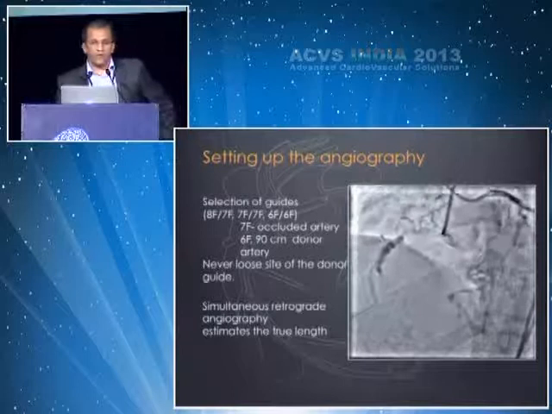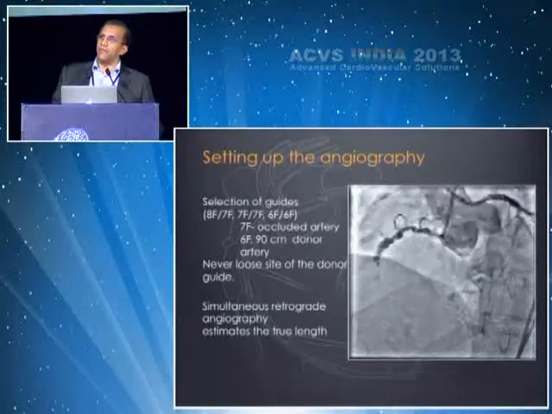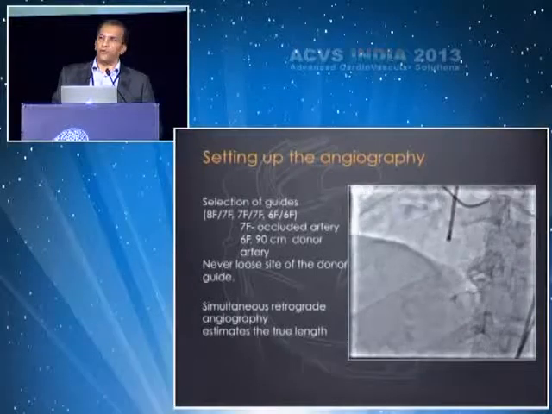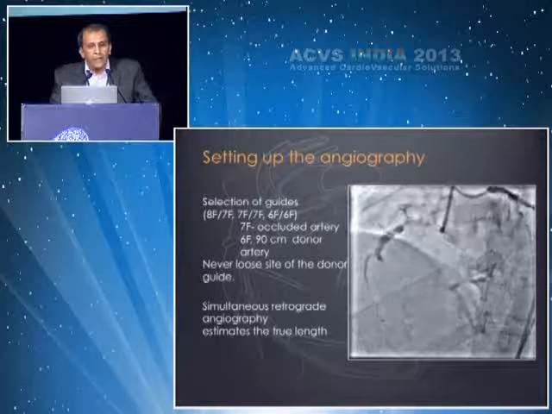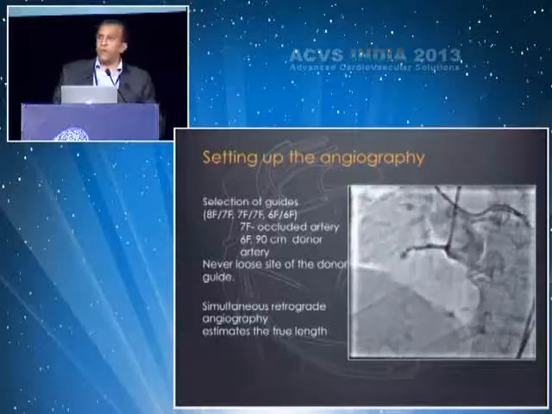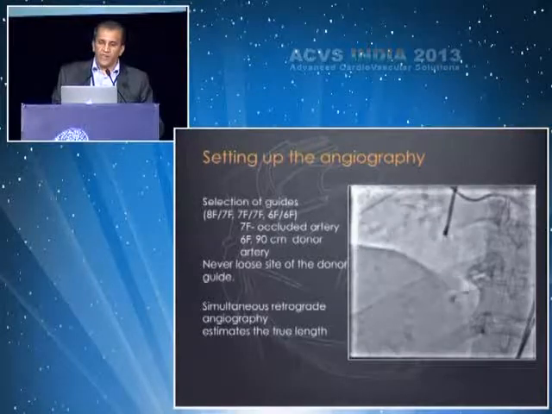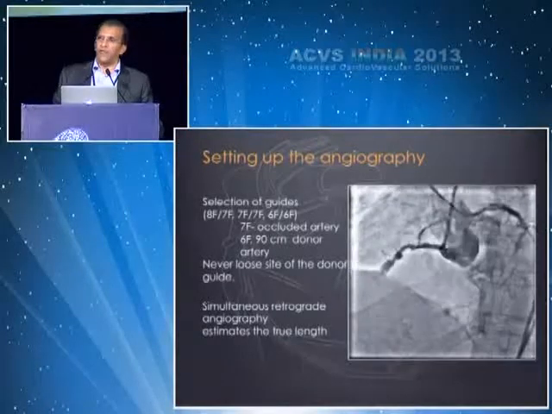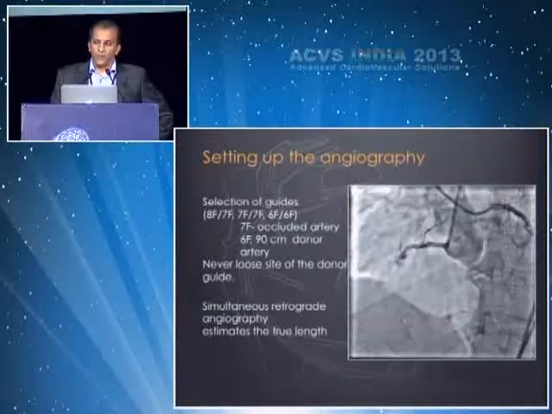Selection of guides is important: 8 and 7 French always. A 90 centimeter guide will help in a particularly tall patient to make sure that your Corsairs and microcatheters do not run out of length. Never lose sight of the donor guide while performing the retrograde. Simultaneous retrograde angiography estimates the true length of the lesion and helps you plan the procedure for the most part.